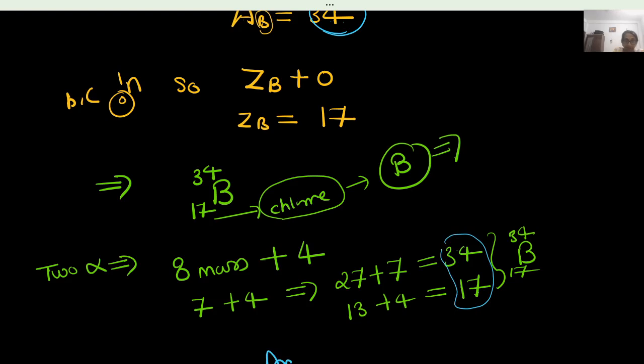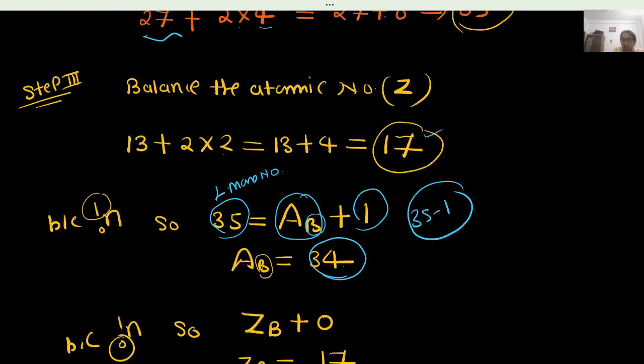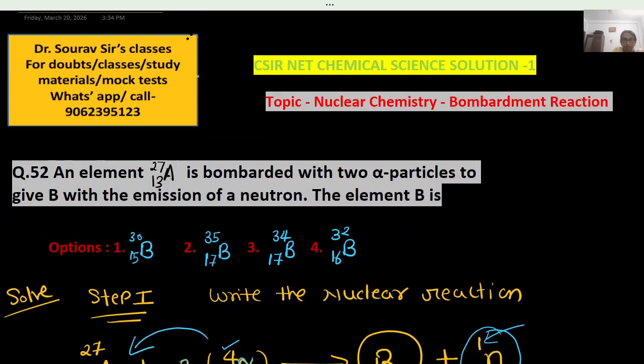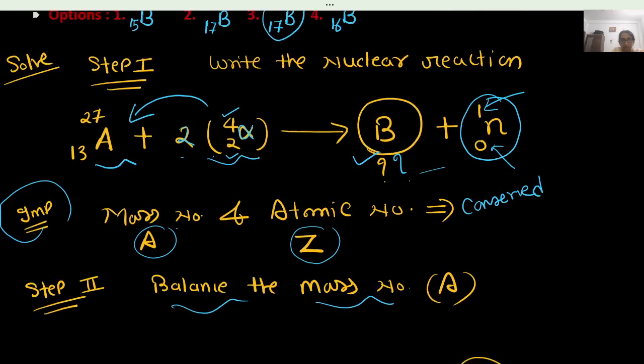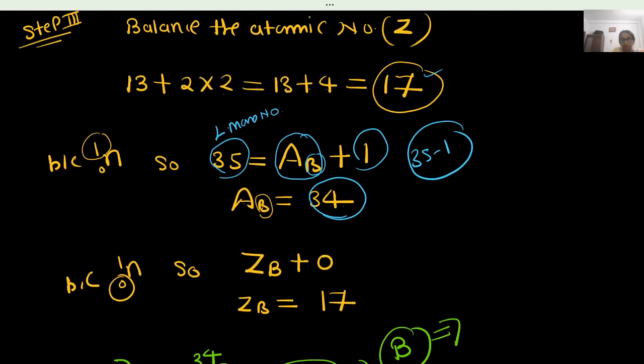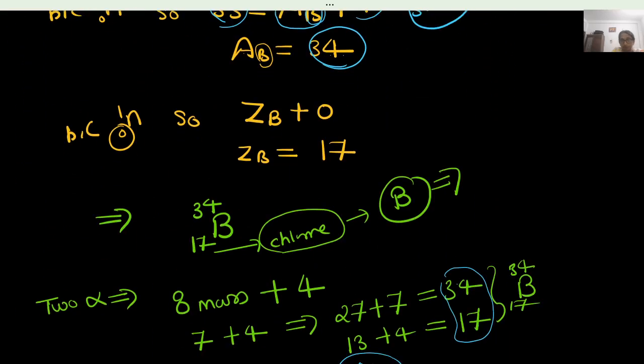Then we write the answer: B is equal to 34 over 17. To match with our options, the third option is the correct answer. It is a part of nuclear chemistry. Thank you.